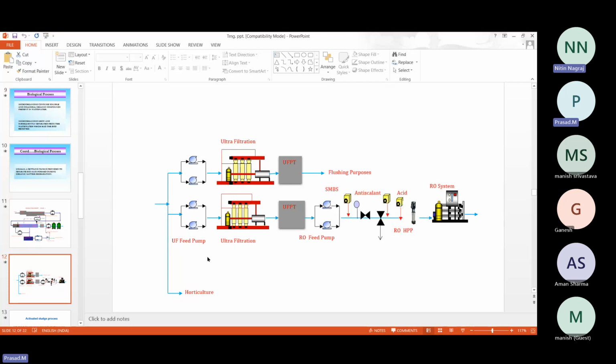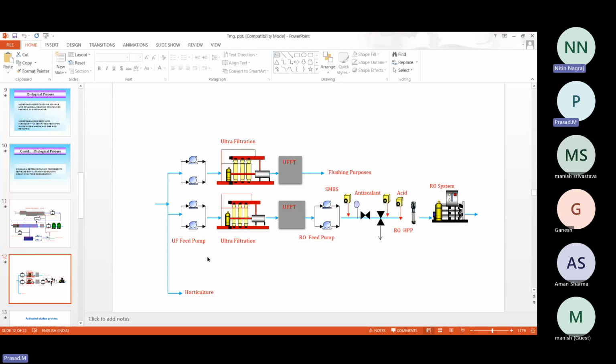Correct. So ultrafiltration. If you know RO, the pore size of RO is 0.0001. Nanofiltration is 0.001. Ultrafiltration is 0.01. By using ultrafiltration you can remove virus, bacteria, turbidity, and colloidal silica. If you want to remove the colloidal silica, then ultrafiltration is the best option.